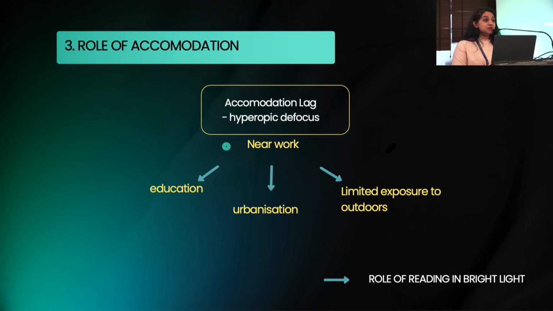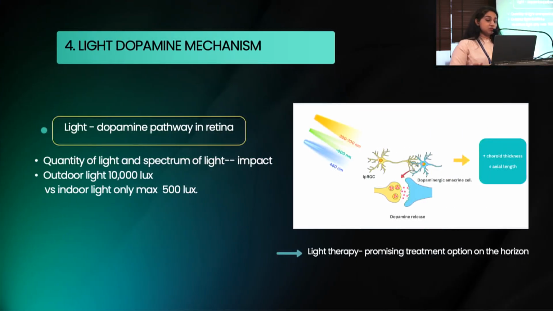So that is why lifestyle modification is important. And there's also a big role for reading in bright light. What happens in bright light is that when the child is reading a book in bright light, miosis happens, thereby increasing the depth of focus. So that can compensate for the little bit of accommodation lag that the child already has. So that is another importance of bright light.